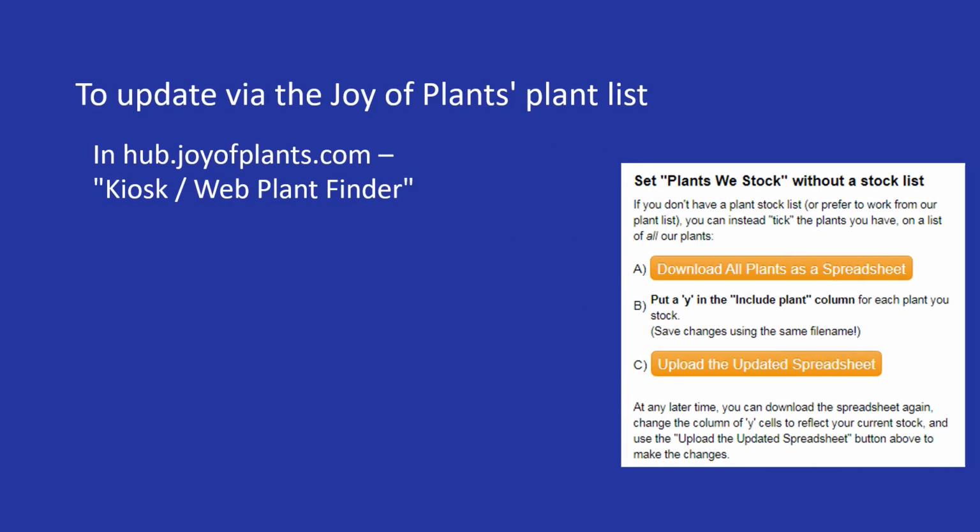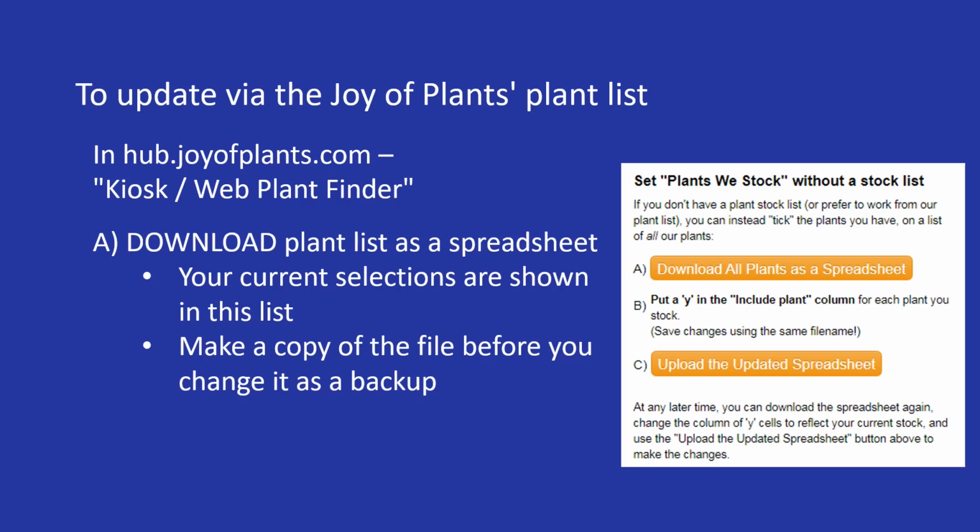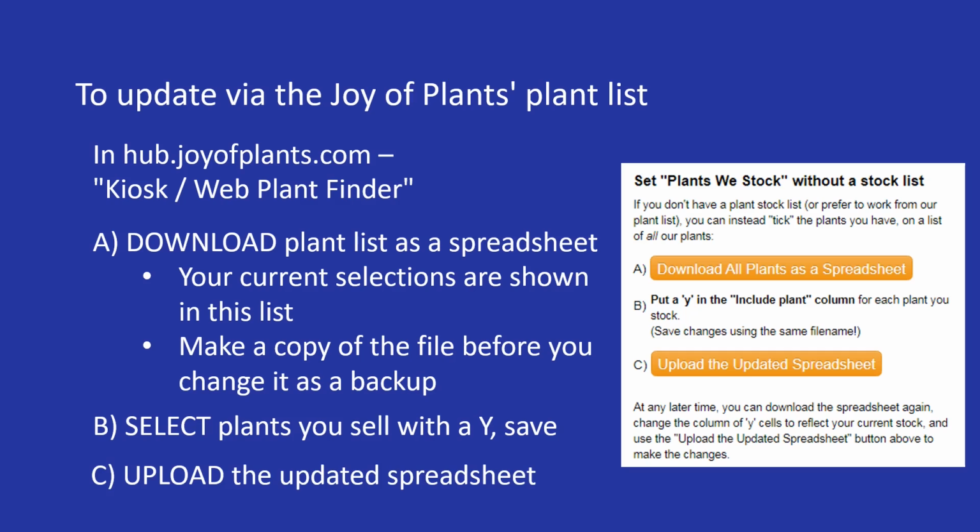After logging into hub.joyofplants.com, you'll go to the Kiosk Web Plant Finder page. First, you'll download our plant list as a spreadsheet and open it in Excel or LibreOffice. The current selection of plants you sell is shown in the list. You'll make a copy of the file to keep the original as a backup before you make any changes. Then you'll select Plants You Sell by adding or removing Ys. Lastly, you'll upload the updated spreadsheet. I'll now show you how to do this in hub.joyofplants.com.